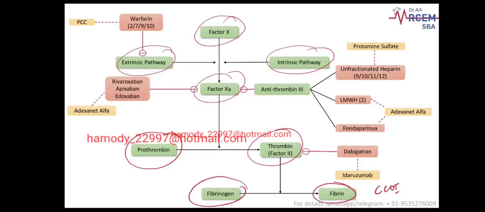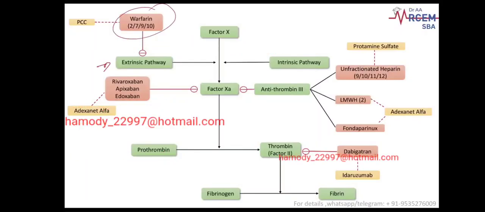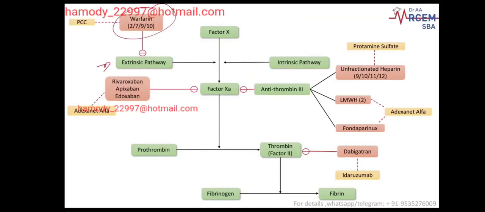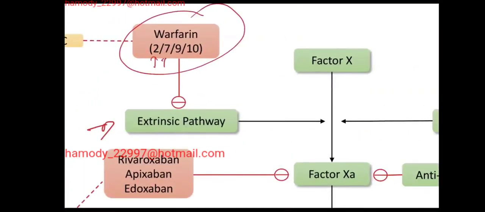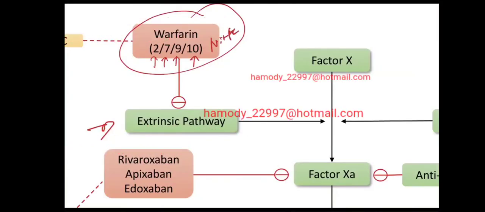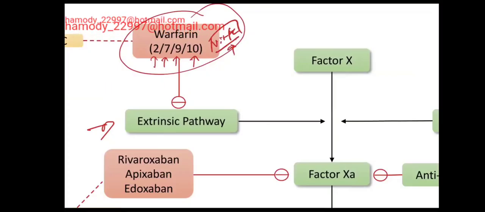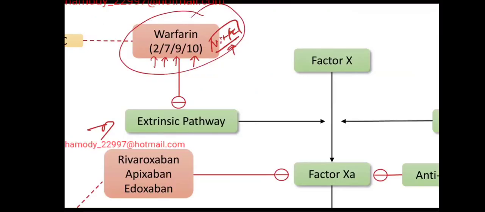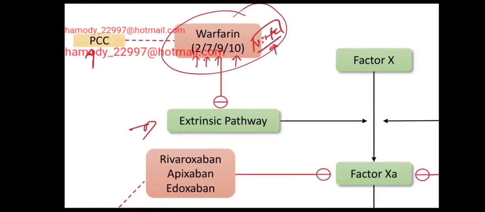Where does warfarin act? Warfarin mainly acts on the extrinsic pathway. Remember, warfarin mainly acts on the extrinsic pathway. It prevents the synthesis of the clotting factors, which are 2, 7, 9, and 10. They are dependent on vitamin K. So it basically acts on vitamin K and prevents synthesis of the clotting factors which are dependent on vitamin K. What is the antidote whenever there is a warfarin overdose? If you want to reverse the warfarin effect, you can give prothrombin complex concentrate, known as PCC.